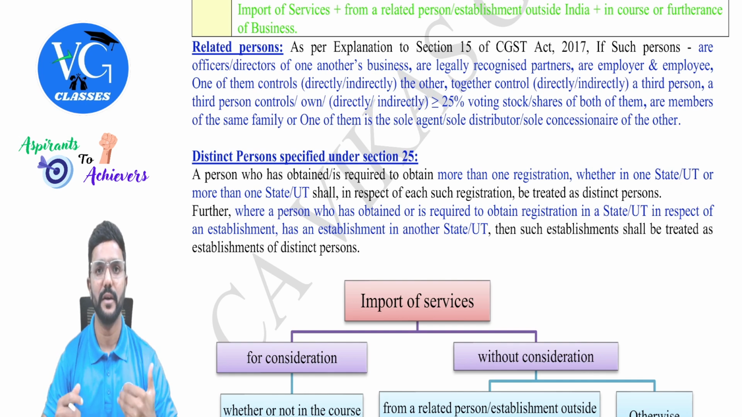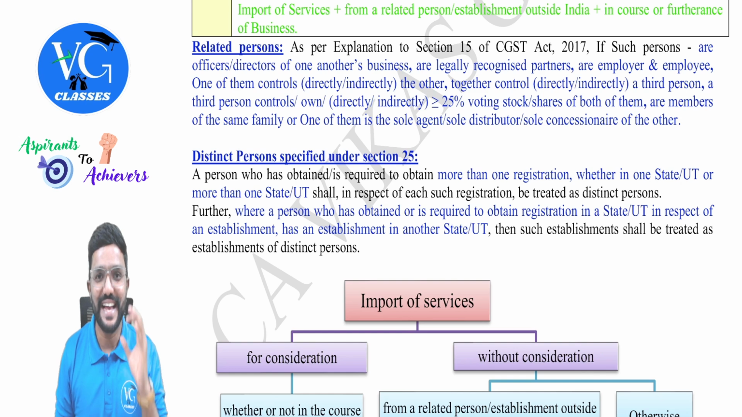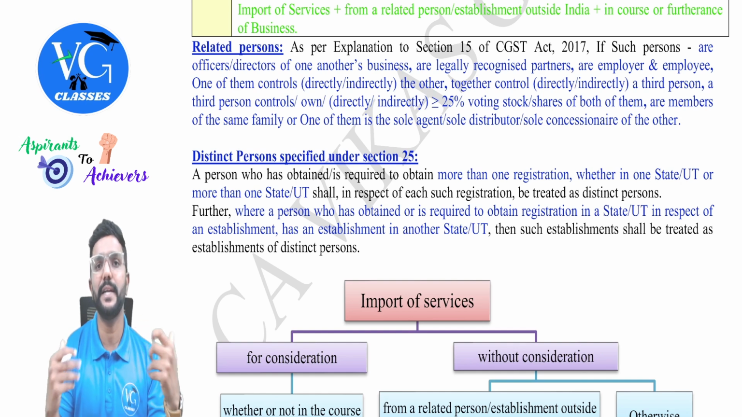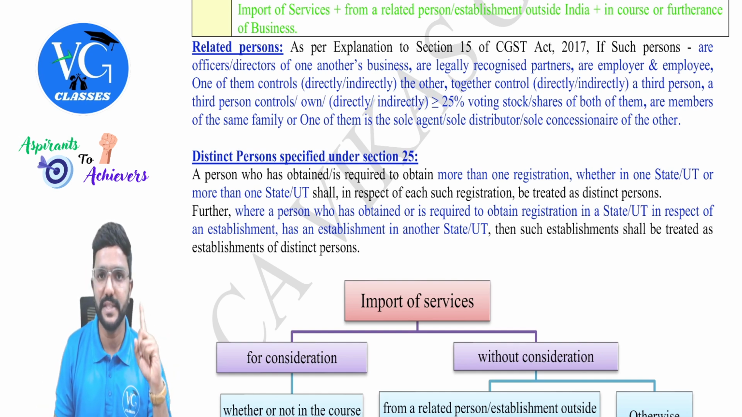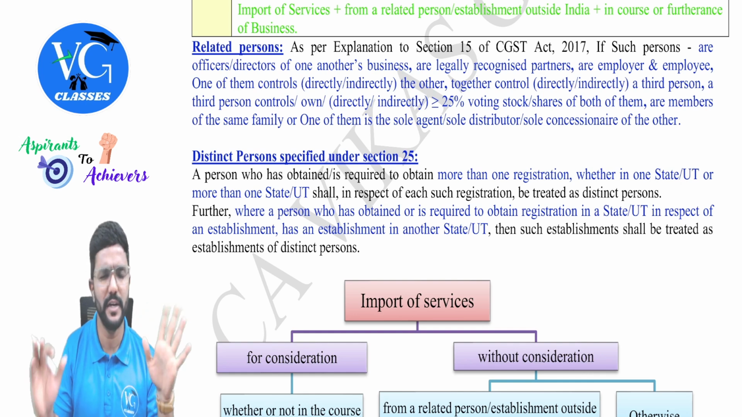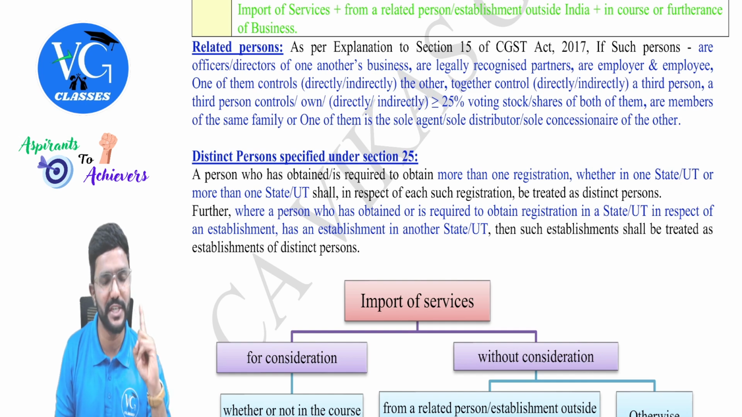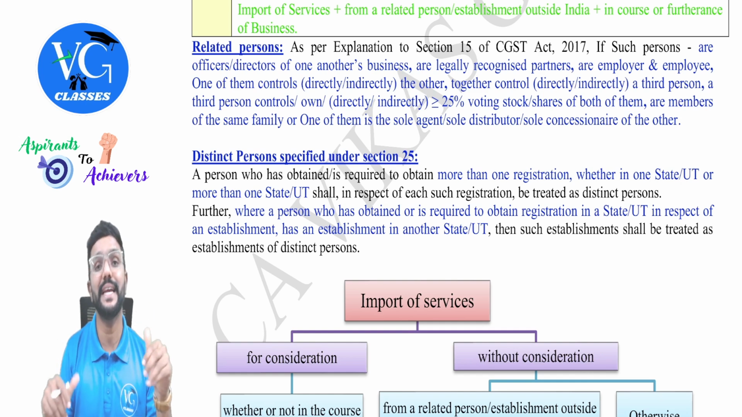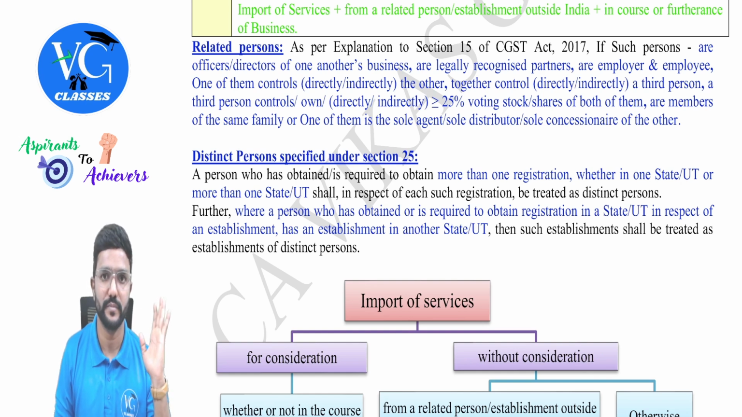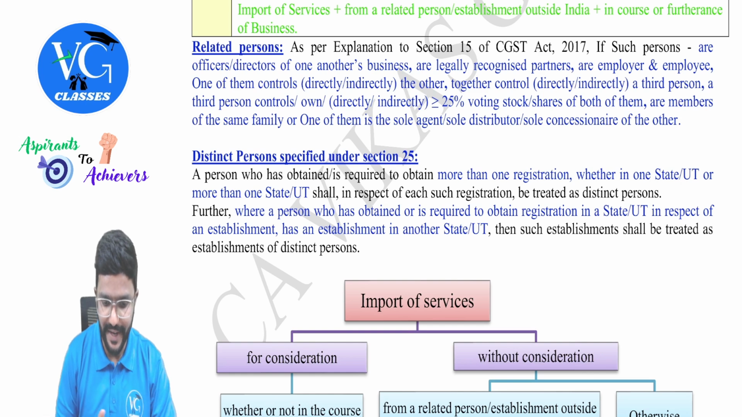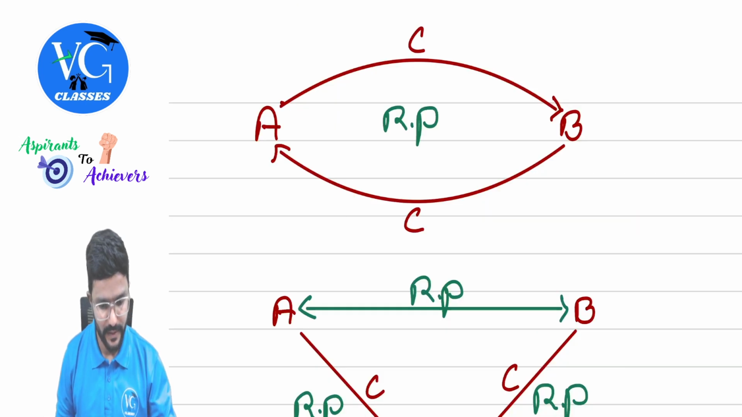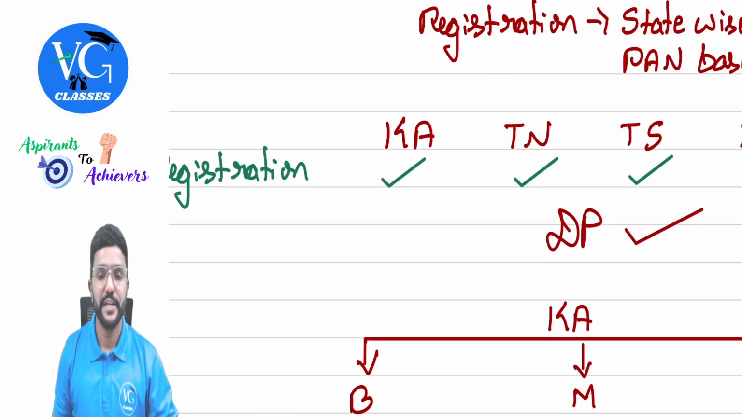So if a person is having a business in more than one state, in each and every state he has to take separate registration. Sir, within the state, if he has multiple branches, then what? One registration is mandatory, even though he has different businesses, all business put together. But if he wants, he can take multiple registration, which is optional. Let me try to explain this with an example, guys.